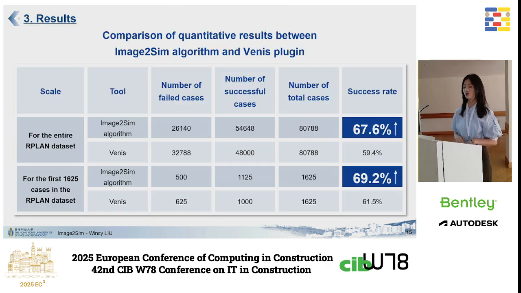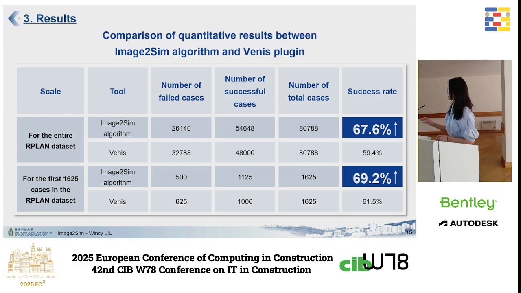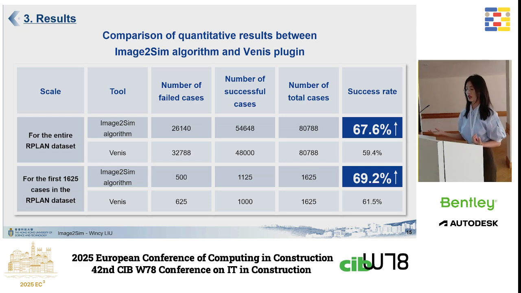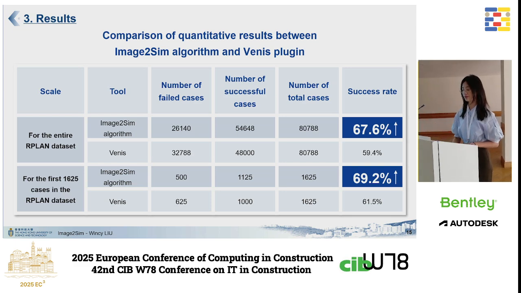We also compare our method with the current methods. For all the images in the RPLAN dataset, over 80,000 images, our success rate improves by 8%. Until now, we have all the simulation models. So what can we do next?